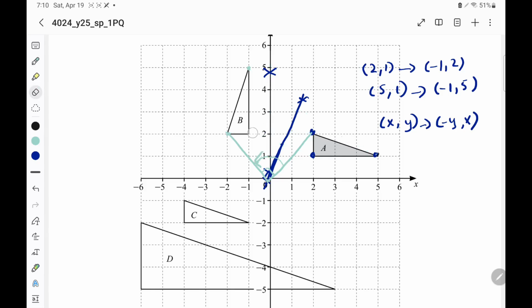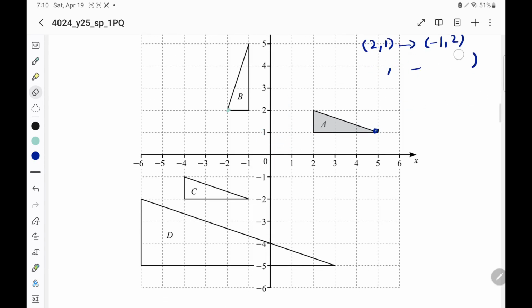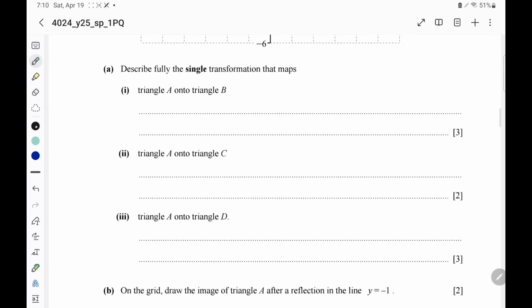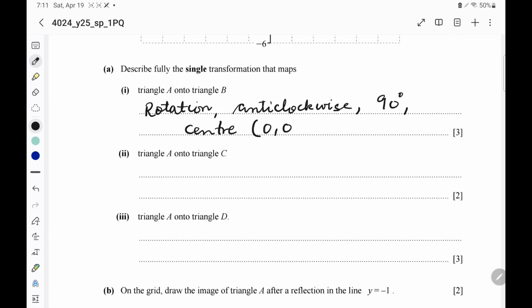So we have checked that this is an anti-clockwise rotation, the angle is 90 degrees, and the center is the origin, or 0, 0.